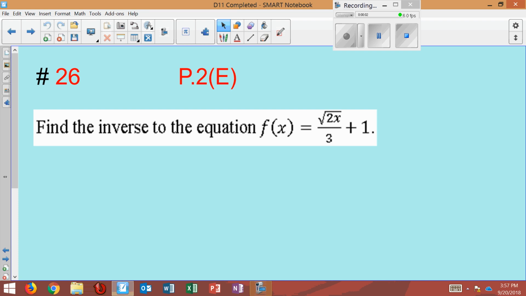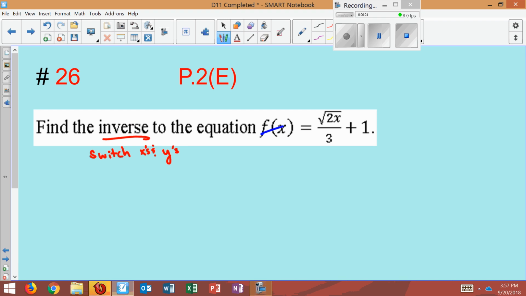Number 26. Find the inverse to the equation f of x equals square root of 2x all over 3 plus 1. All right, so first, if we're going to find the inverse, the thing we need to remember is that inverse means that we need to switch our x's and y's. That's the whole technique here.